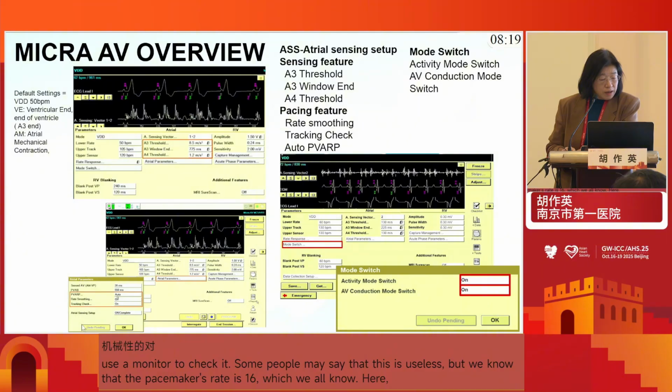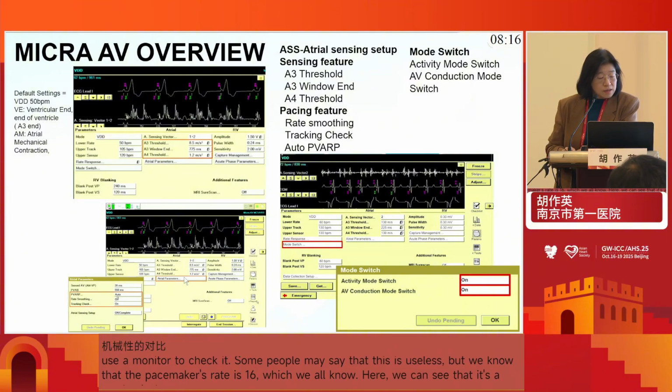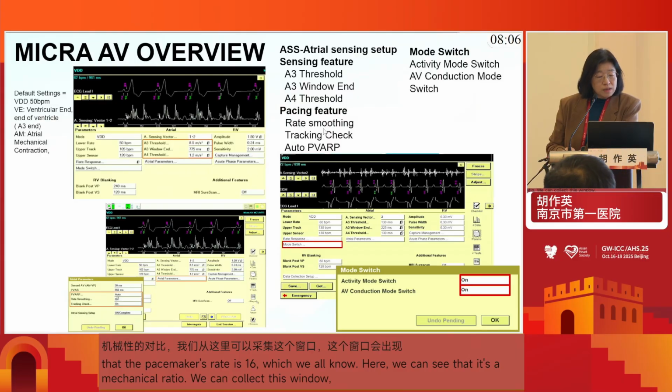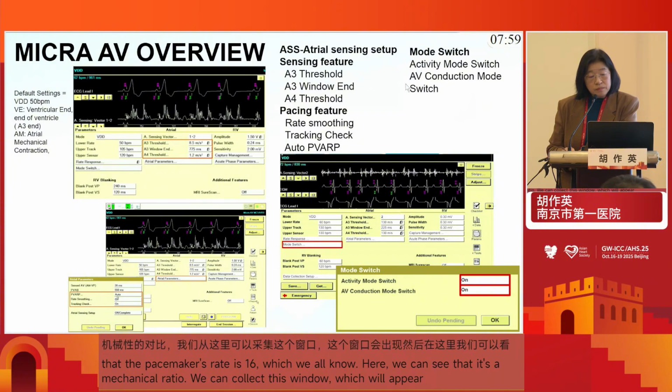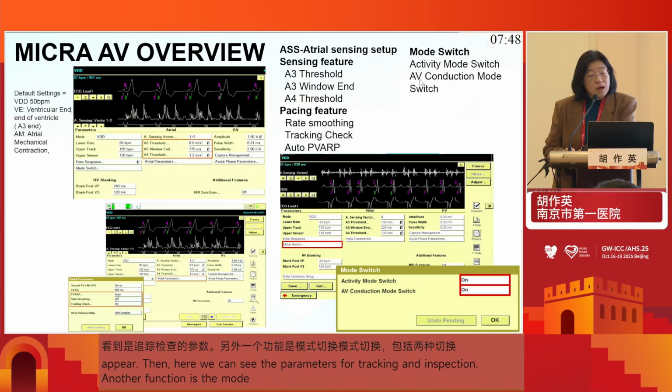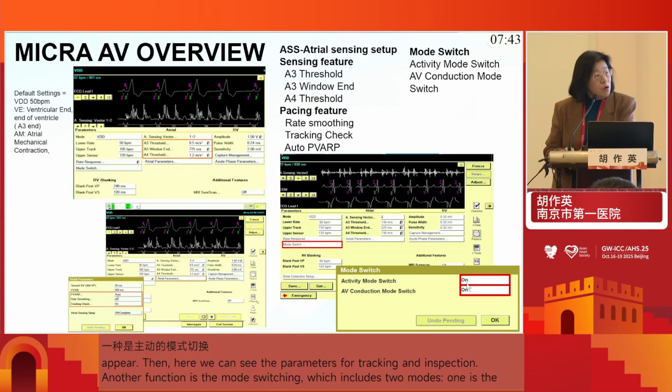We can show here. We can connect this, and this window will appear. There will be rhythm smoothing, tracking checking, auto PVARP, and another function is mode switch. The mode switch includes two switches. It's active mode switch, and another is AV conduction mode switch. It can be turned on or off.